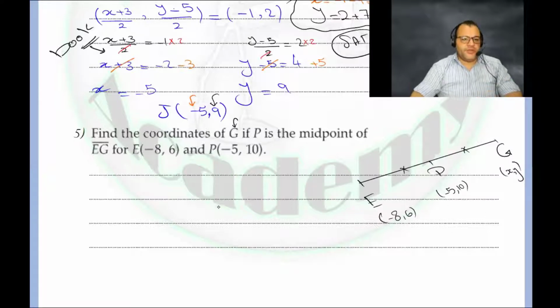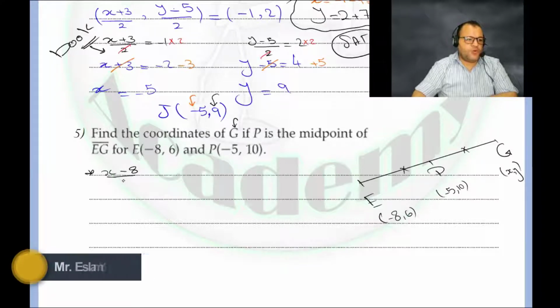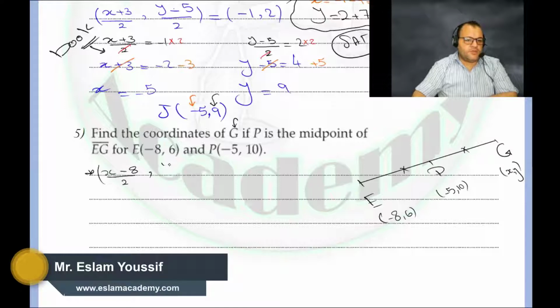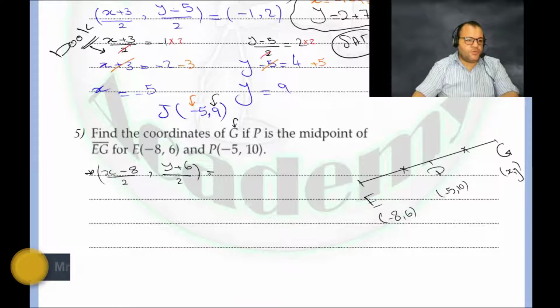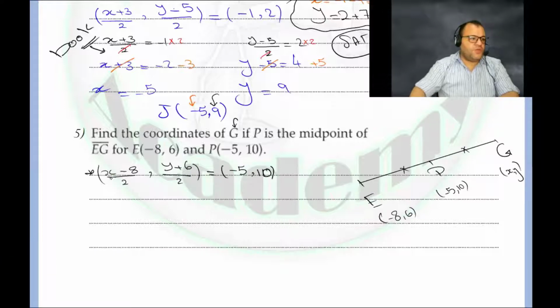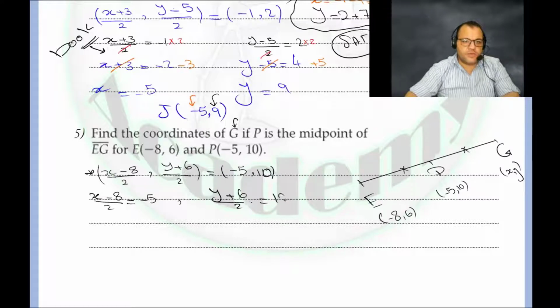So we have two ways. Way number one: X plus negative 8, which is X minus 8, over 2, and Y plus 6 over 2 equals negative 5 and 10. This way is written in the book. So to solve this way, X minus 8 over 2 equals negative 5, and Y plus 6 over 2 equals 10.